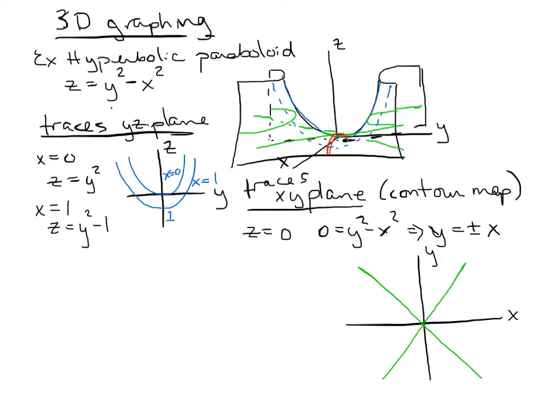Then let's do another one of these. Let's set z equal to 1. So this is going to be the trace when z is equal to 1. And that is when 1 is equal to y squared minus x squared. This is something you probably haven't drawn very much of. This is two different parabolas, both at 1, right there, and right there.